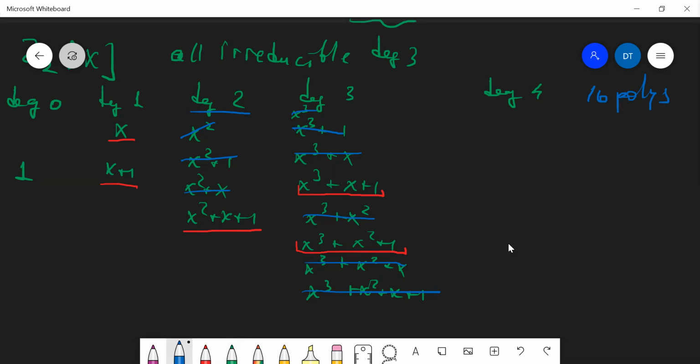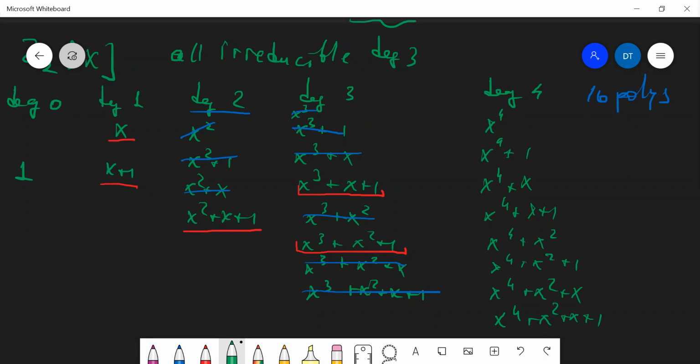You have to write all of them down. I don't want to write all of them down, but let me write some of them. So x to the 4th, x to the 4th plus 1, x to the 4th plus x, x to the 4th plus x plus 1. So these are 4 of them, and let's write some more. And you have 8 more. So here you have 8 more polynomials with the term x cubed.